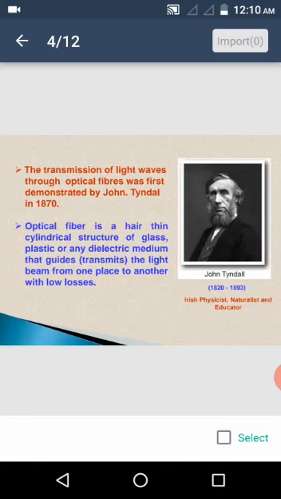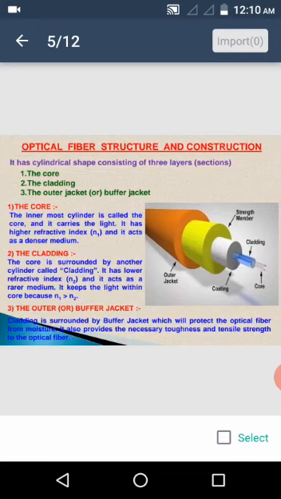Now coming to the definition of optical fiber, it is a very thin cylindrical structure of glass, plastic or any dielectric medium which transmits the light beam from one place to another place with low losses of energy. Now coming to the structure of optical fiber, it mainly consists of three layers. First one core, second one cladding, third one buffer jacket. Now we will discuss one by one.